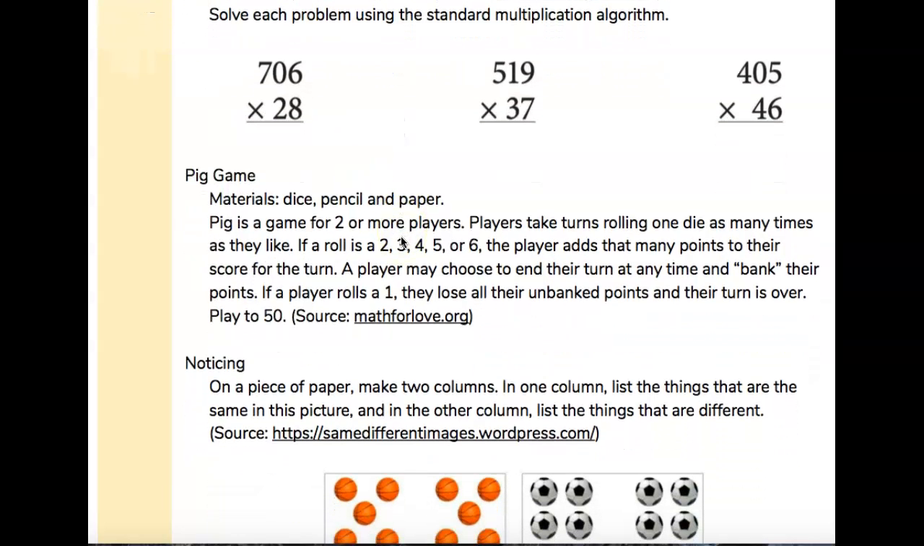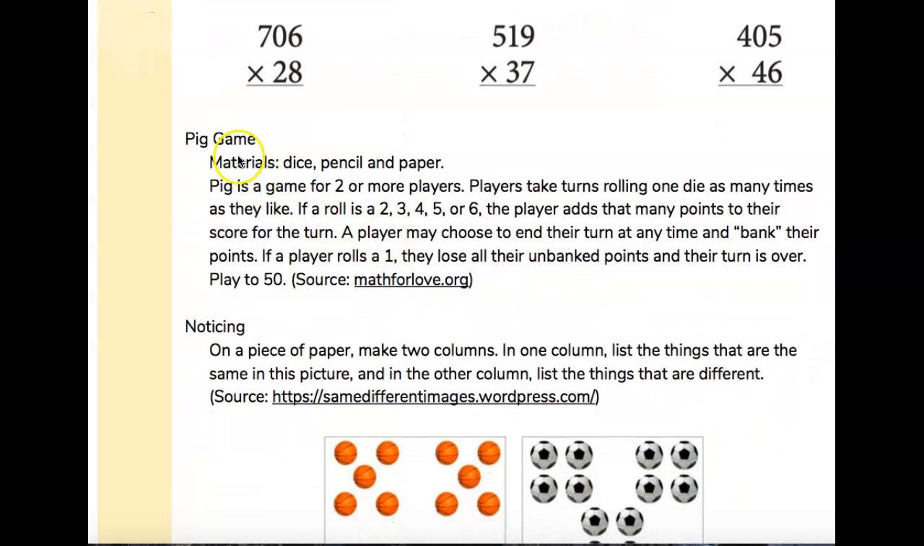All right, this is called Pig Game. And you'll need dice, pencil, and paper. Pig is a game for 2 or more players. So if one of your siblings is there that could play, that would be great. Players take turns rolling 1 die. So dice is more than 1. And when it's just 1, they call it a die.